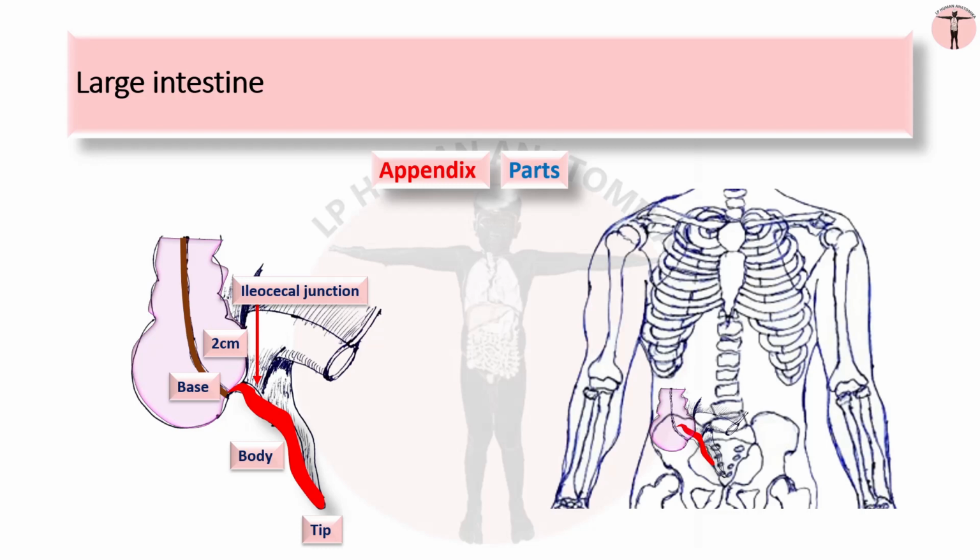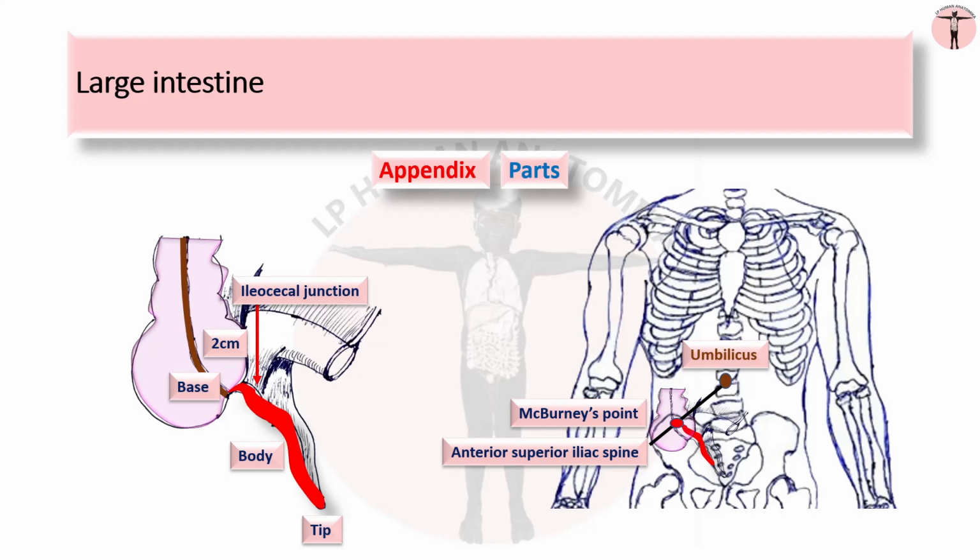On the surface, there are 2 methods to mark the base of the appendix. In the first method, draw a line from the right anterior superior iliac spine to the umbilicus. Mark a point at the junction of the medial 2/3 and lateral 1/3 of the line, which represents the base of the appendix. This point is called McBurney's point, which indicates maximum tenderness in patients suffering from inflammation of the appendix.